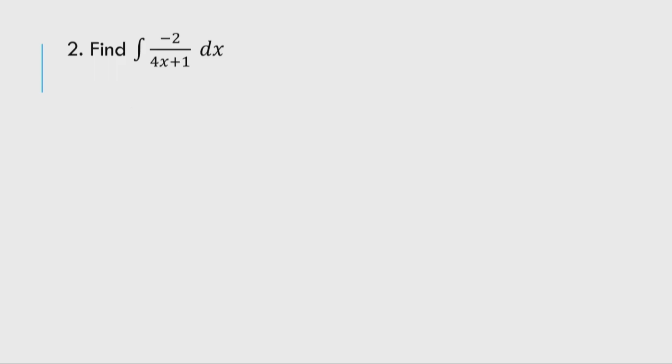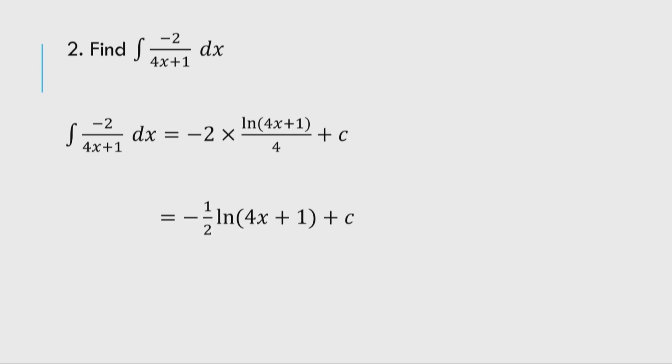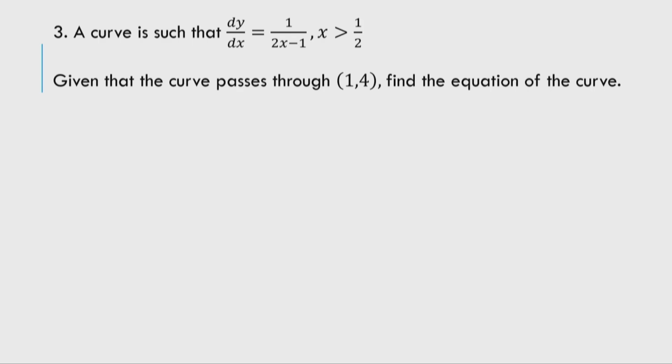Example 2. Find integration of minus 2 over 4x plus 1 with respect to x. It is equal to minus 2 multiplied by ln of 4x plus 1 divided by 4, where 4 is the differentiation of 4x plus 1, plus c. Simplifying this, we get negative 1 over 2 ln of 4x plus 1 plus c.